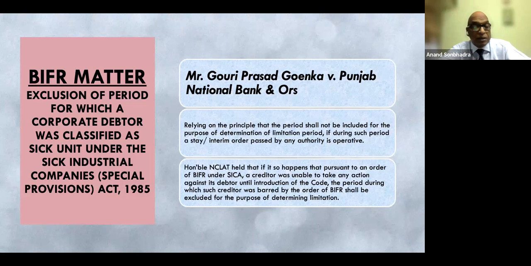That's one of the principles that's there in the provisions of the Limitation Act. So the Honorable NCLAT held that it so happens that pursuant to an order of BIFR under SICA, a creditor was unable to take any action against his debtor until introduction of the Code. So the period during which such creditor was barred by the order of BIFR shall be excluded for the purpose of determining limitation.